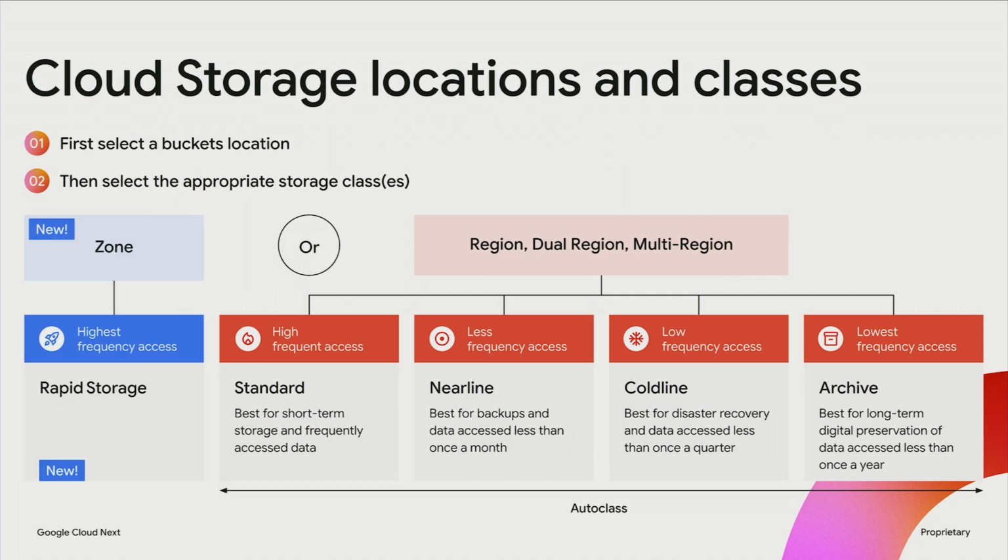At Cloud Next 2 months ago, we announced a new storage class called the Rapid Storage class. This is intended for high performance data, data used for data intensive workloads for analytics and AI workloads. It provides the best performance for those types of workloads. It is a zonal product, a new product we just announced, which is in private preview.